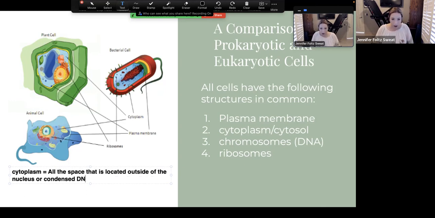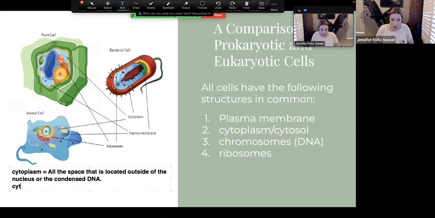Now, I wrote here all the space that is located outside the nucleus or the condensed DNA. The reason that I added condensed DNA is that prokaryotes, bacteria and archaea, do not have a nucleus. They still have DNA, and the DNA is this red structure you're seeing here. So the cytoplasm is the space all around that condensed DNA. In eukaryotes, it's the space that occurs all around the nucleus.